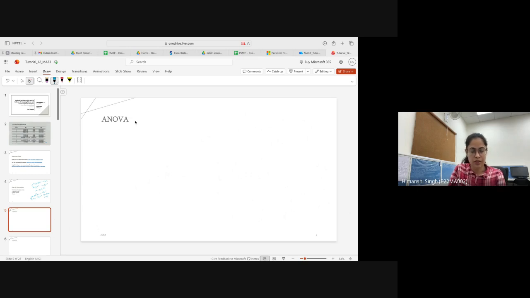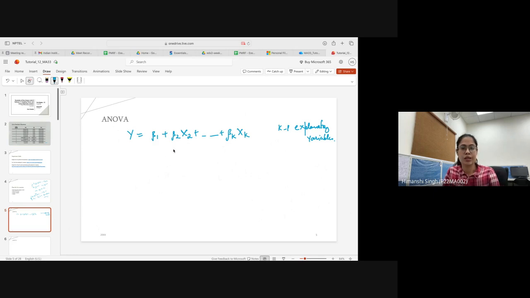So here, if I am considering this model, y equals beta 1 plus beta 2 x2 plus, till beta k xk. Okay, so there are k minus 1 explanatory variables. Here beta 1, beta 2, till beta k are the regression coefficients. This beta 1 is the intercept term, and others are the coefficients of different explanatory variables. So this is our model.